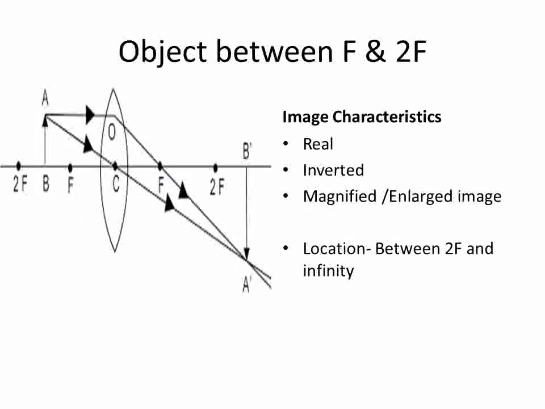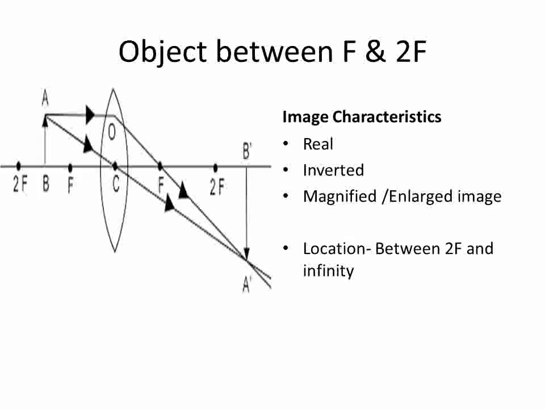Now bring the object closer to the lens. That is, the location of the object is between f and 2f. Again, rule number one, a parallel ray passes through focus f, and the second ray passes through the optical center without deviation. These two rays intersect at point A dash, and A dash B dash is the image formed of the object AB placed between 2f and f.